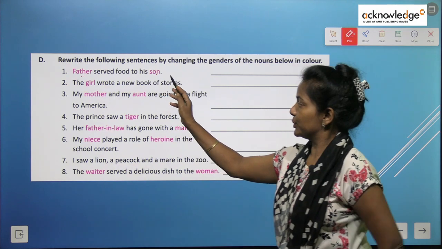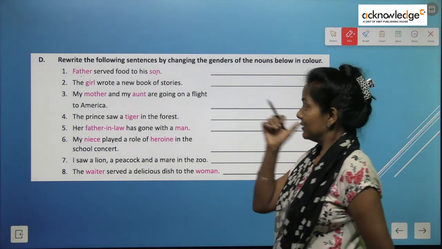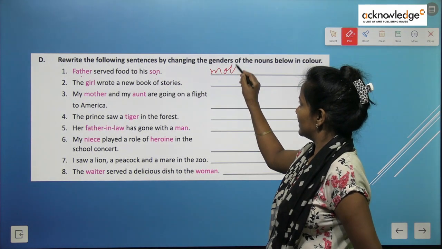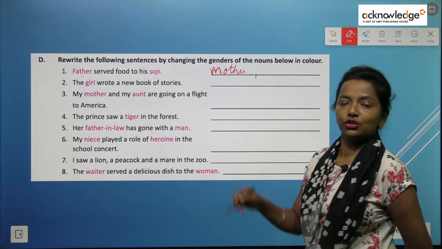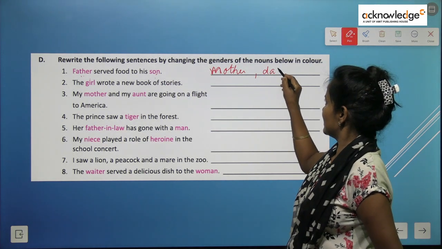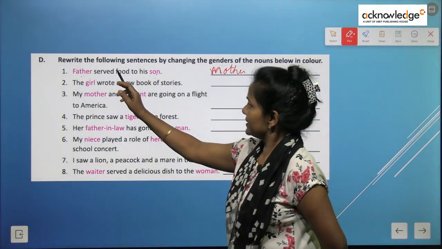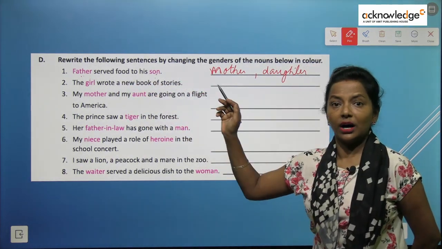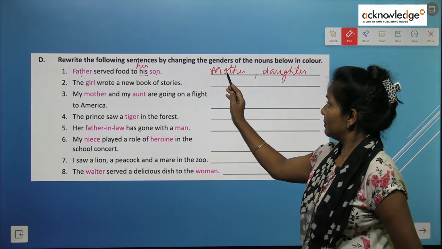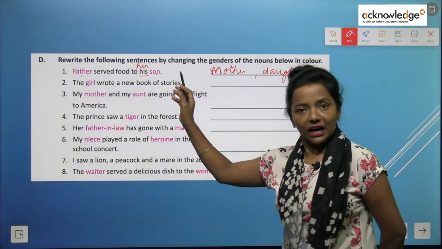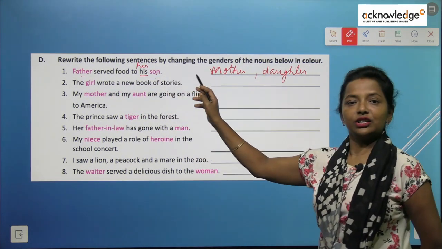Father served food to his son. Father and son, इनके genders हमें change करने हैं. Father का क्या हो जाएगा? Mother. Okay? Father will change into mother and son changes into daughter. Son का क्या हो जाता है? Daughter. So how will we read this sentence now? Mother served food to her daughter. Here also we will change this. His will turn into her. Because यहाँ mother हो गया है तो mother के लिए हम her use करेंगे. Okay? Mother served food to her daughter.